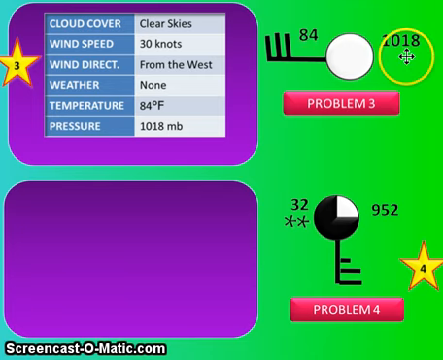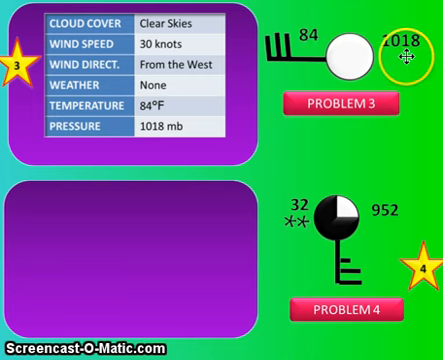And the last one. Cloud cover, you could say mostly cloudy, or 3/4 or 75% cloud cover. 25 knots for the wind speed because there's 2.5 of these feathers that are off the bar. From the south, moderate snow. There's 2 of these little snowflakes. 32 degrees Fahrenheit and 952 millibars of pressure.